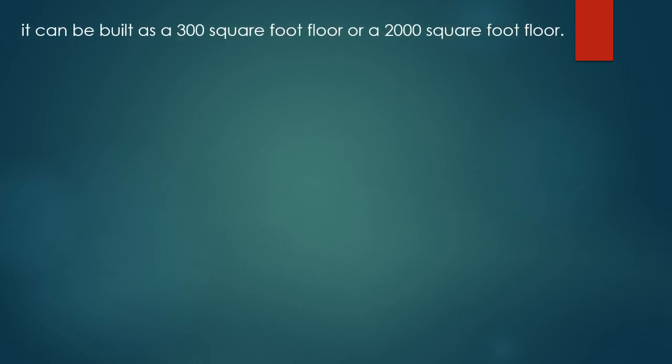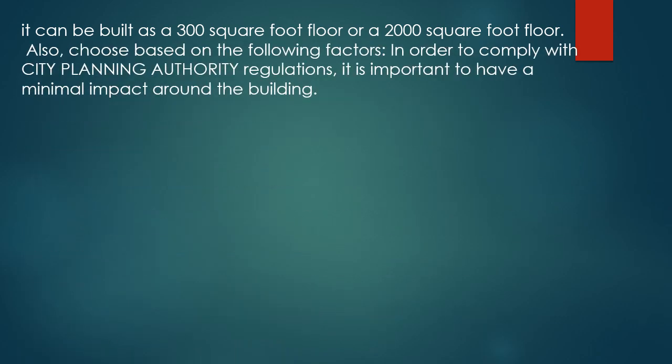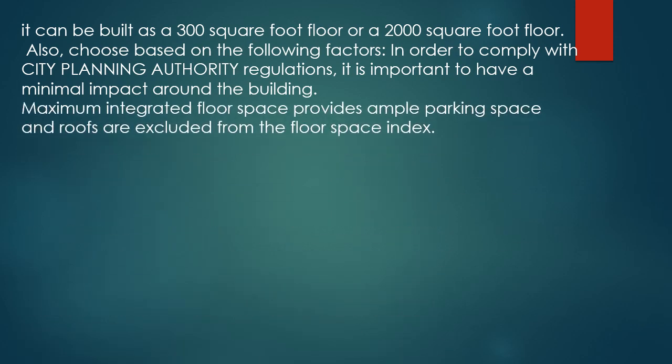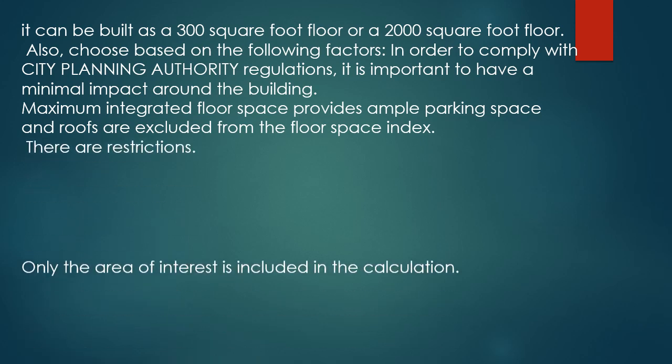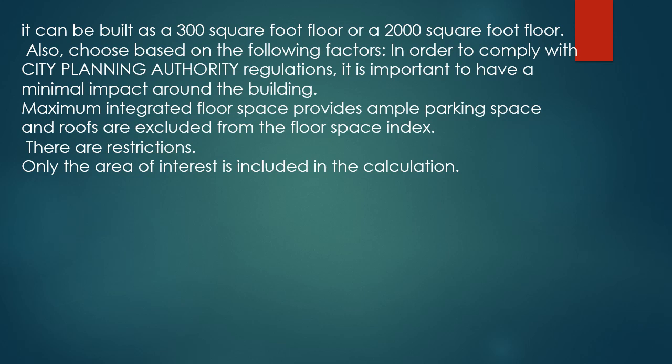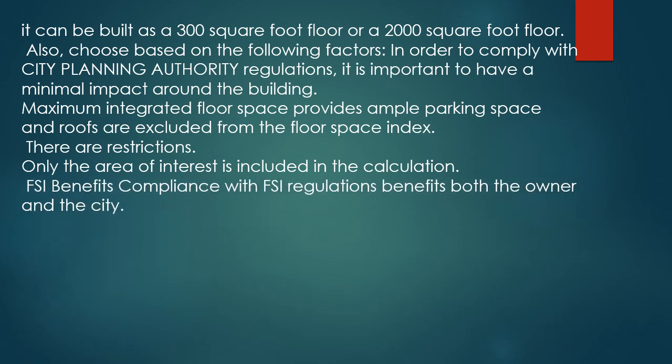It can be built as floors of 300 square feet or 2000 square feet, chosen based on the following factors. In order to comply with the City Planning Authority regulation, it is important to have a minimal impact around the building. Maximum integrated floor space provides ample parking space, and roofs are excluded from the floor space index. There are restrictions. Only the eligible area is included in the calculation.